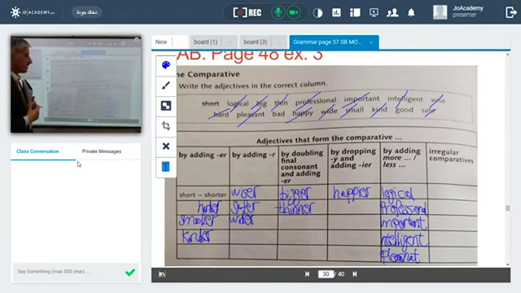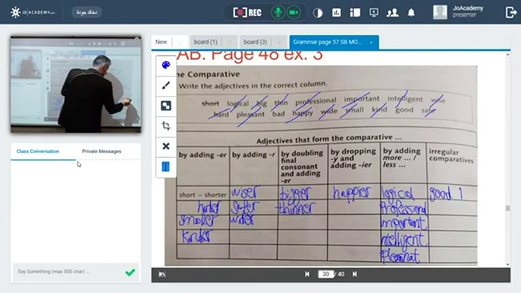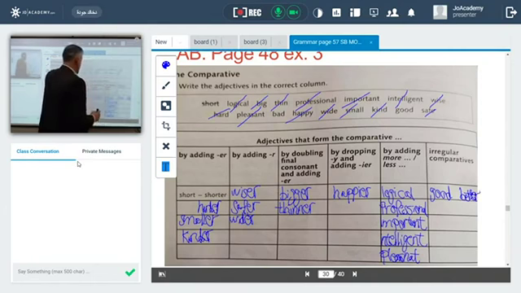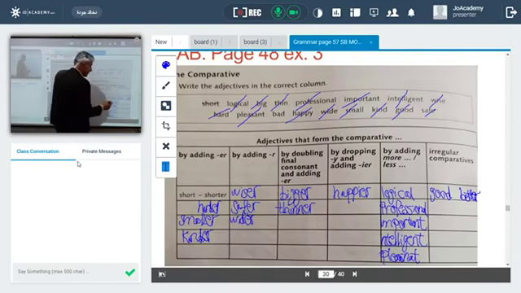Comparing, comparatives. Here I will write good. Better. Okay, and we have the adjective bad, it becomes worse.